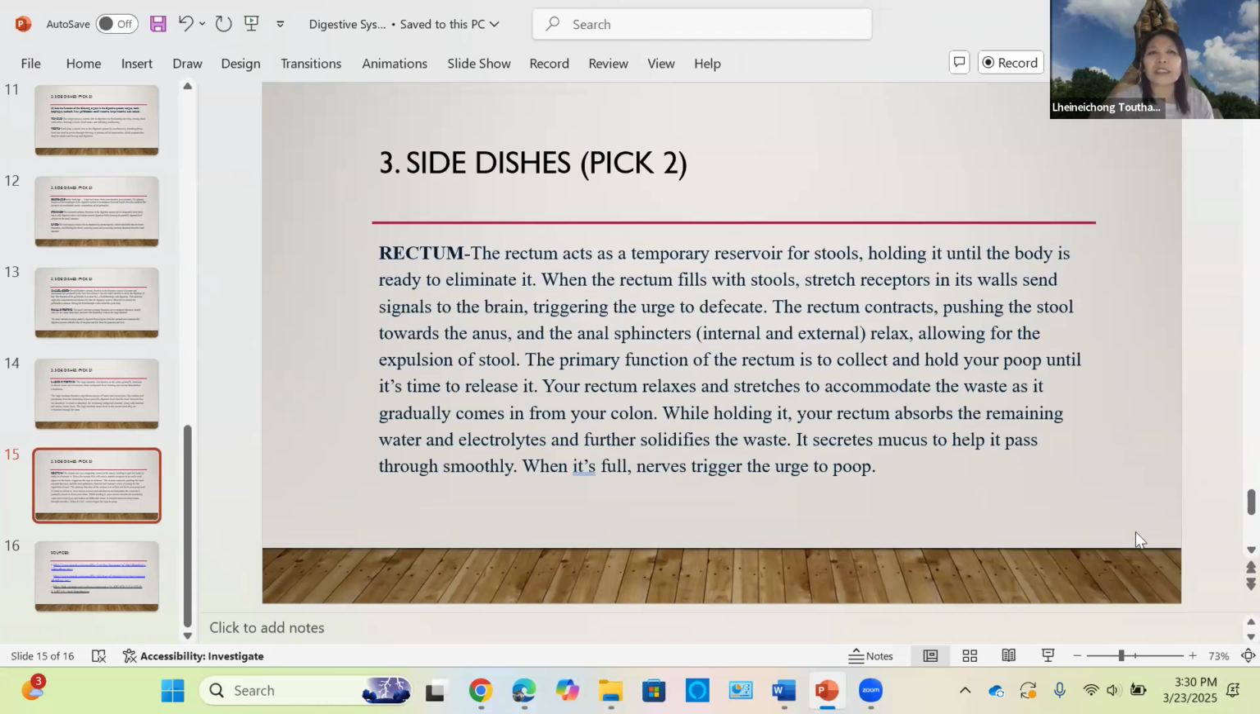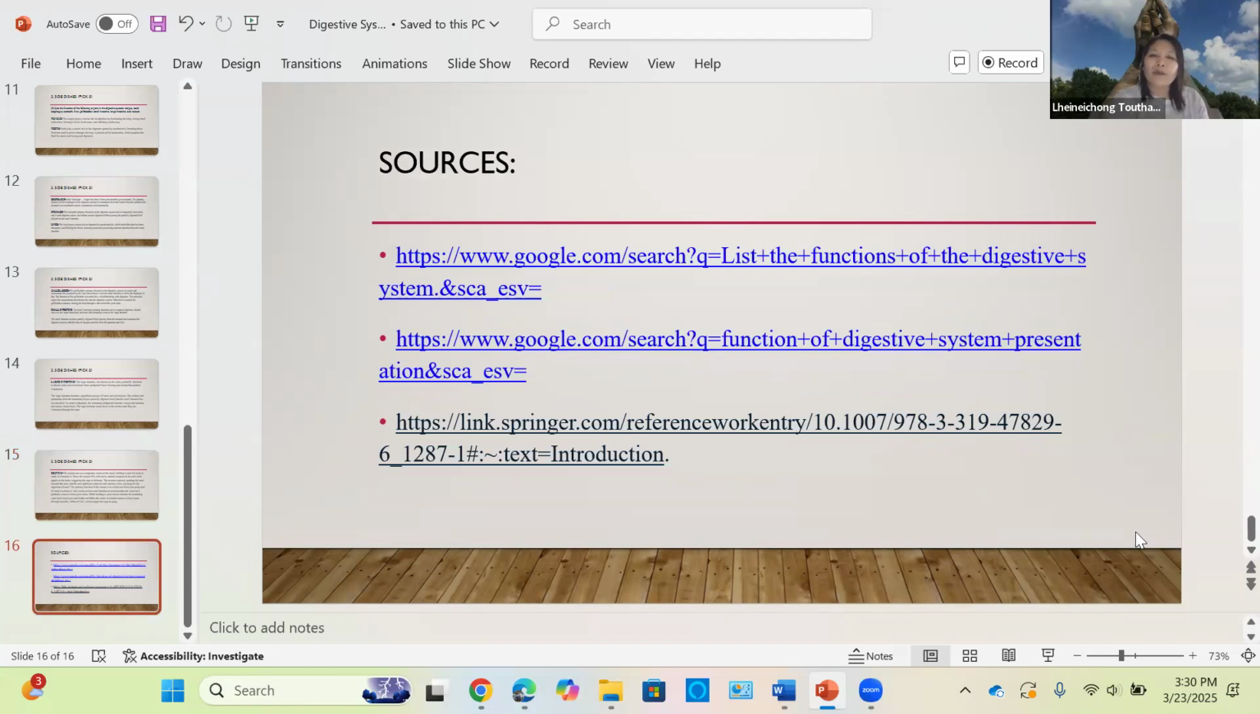These are the side dishes that I selected from this presentation menu on the digestive system.